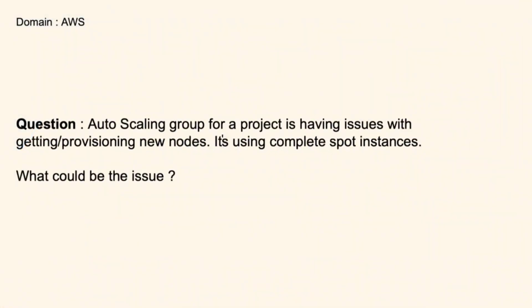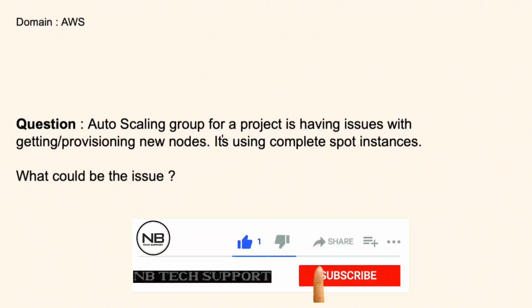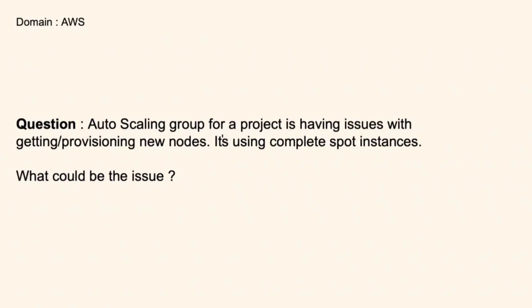An auto-scaling group for a project is having issues with provisioning new nodes. It's using complete spot instances. What could be the issue? Just to give an explanation around the question, we have an auto-scaling group, and all the servers in this auto-scaling group are only spot instances. And for some reason, they are not able to provision new spot instances from the auto-scaling group. What could be the issue?